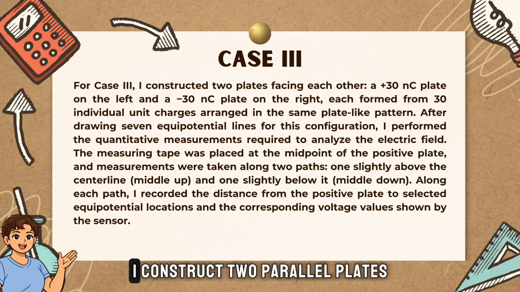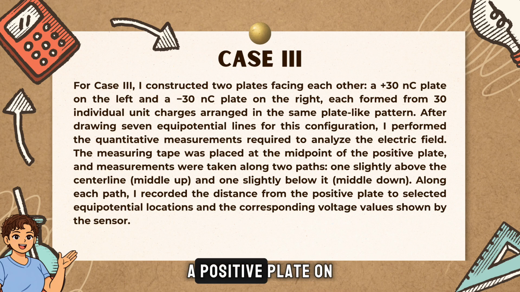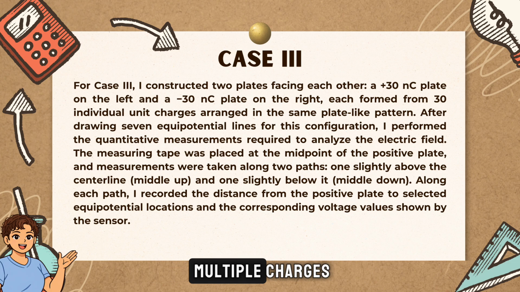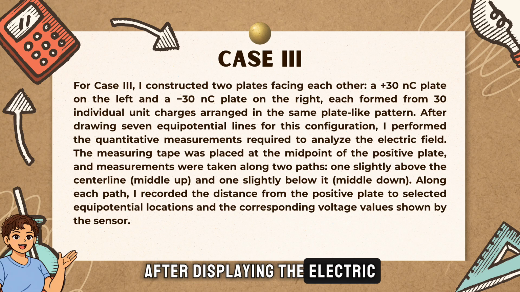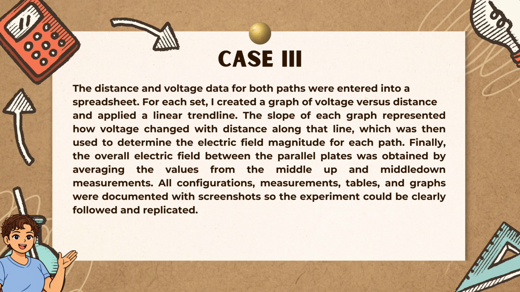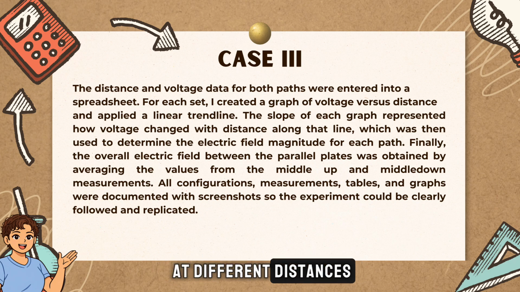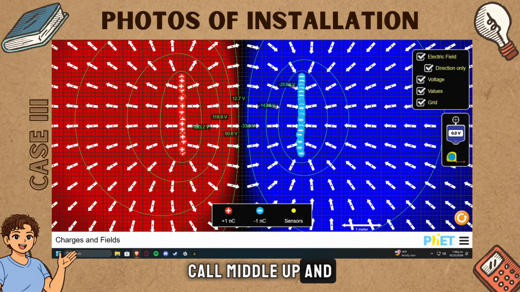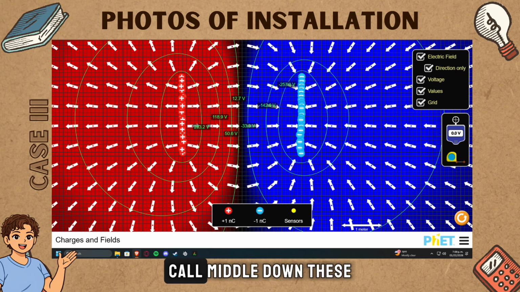In case 3, I constructed two parallel plates, a positive plate on the left and a negative plate on the right, each formed by stacking multiple charges. After displaying the electric field vectors and equipotential lines, I performed quantitative measurements. I measured voltage values at different distances along two paths located between the plates, one slightly above the center line, called middle up, and one slightly below it, called middle down. These values were recorded and later organized into tables and graphs of voltage versus distance.